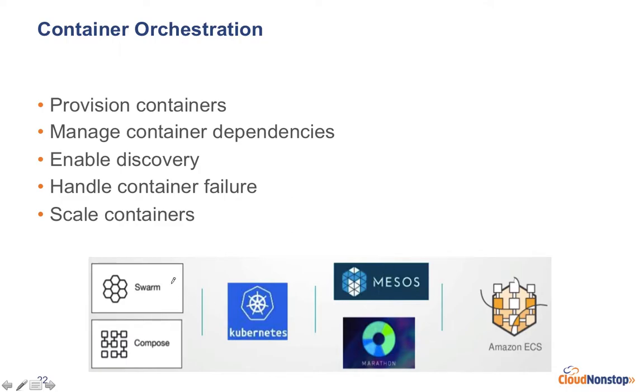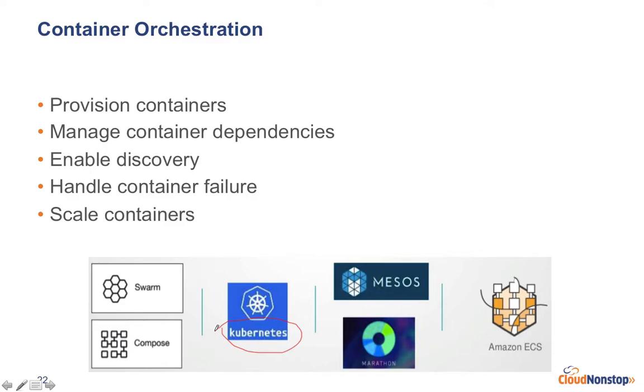Apache Mesos, Docker provides Docker Swarm and Docker Compose. Amazon had its own container orchestration software called ECS. Recently, they also introduced Amazon EKS, which is a native support for Kubernetes, which is probably the more popular open source container orchestration software in the market at the moment.